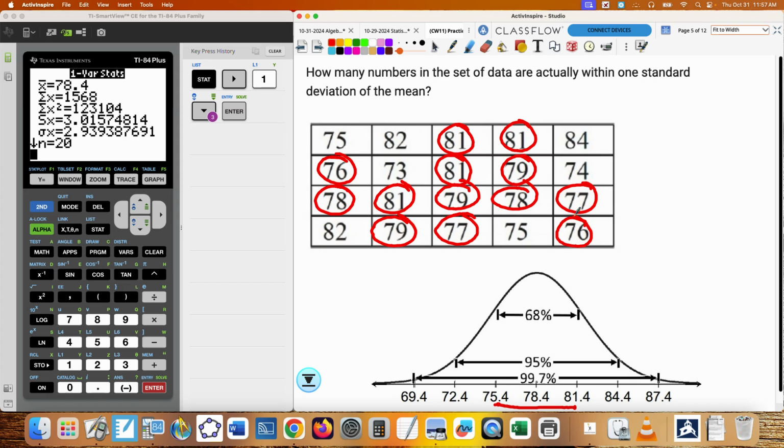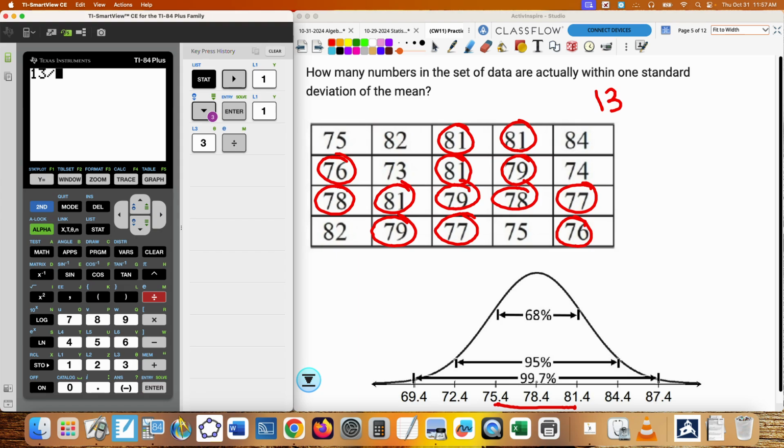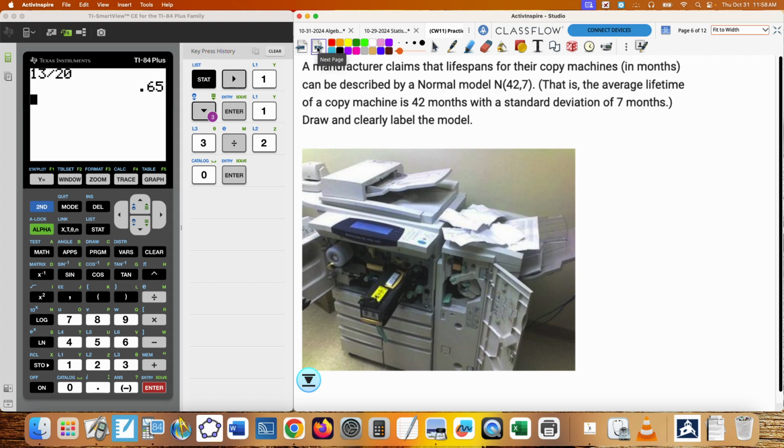Just double checking real quick. Yep. So 13 of the numbers are actually within one standard deviation of the mean. It's supposed to be 68% of the data. Let's see what that actually is. 13 out of 20 numbers. That was 65% of those basketball players' heights within one standard deviation, which is pretty close to what the normal model predicts. All right, new problem, copy machines.